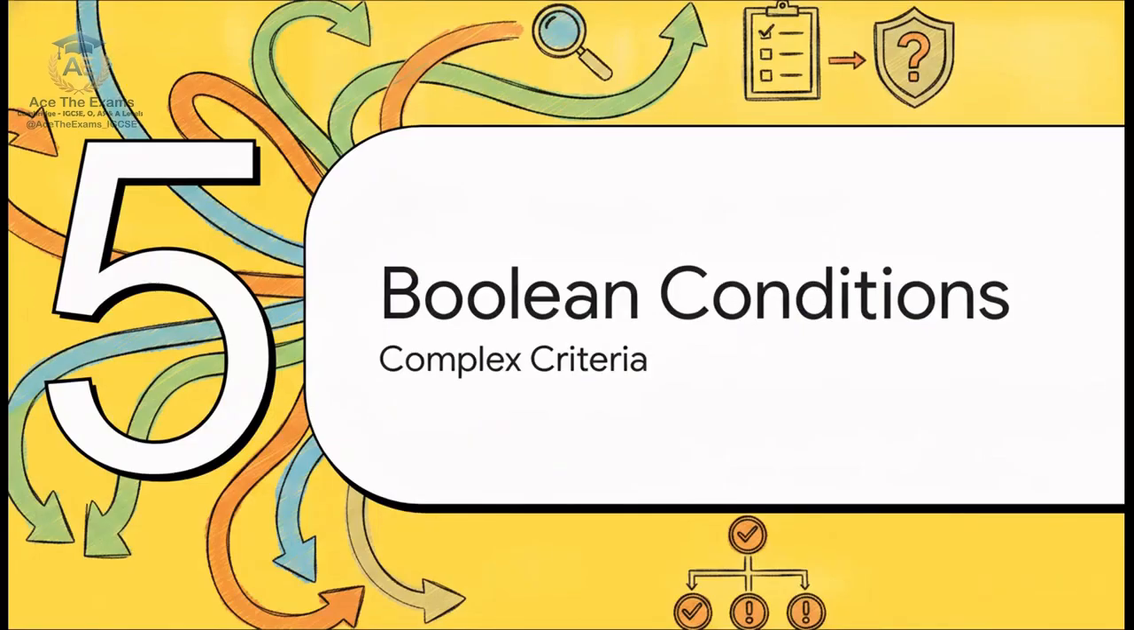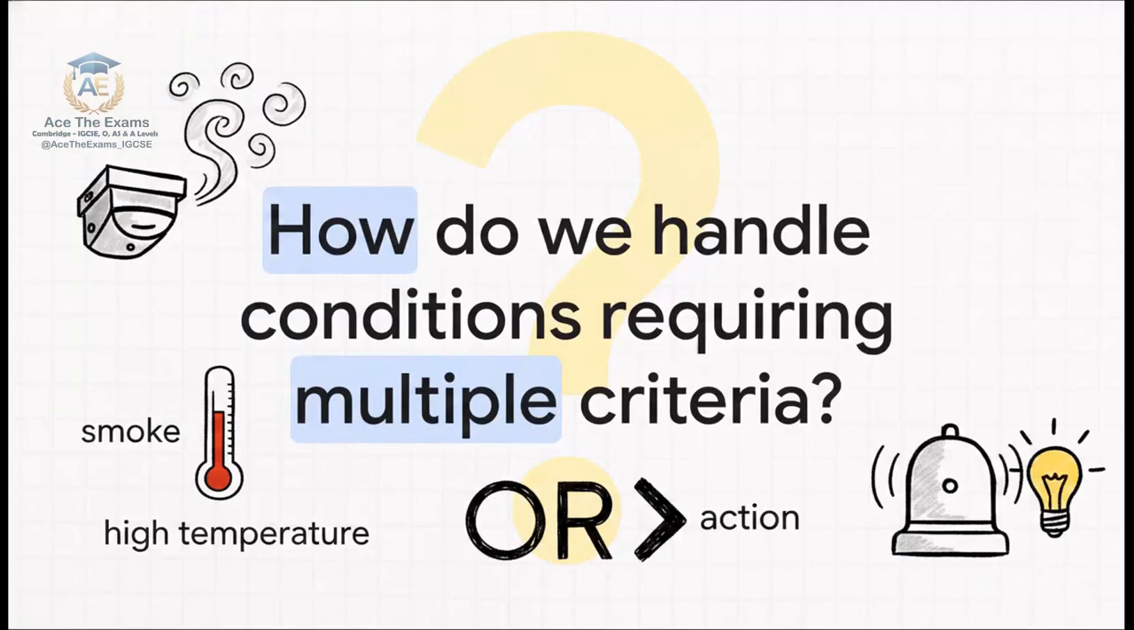Next up is Part 5, Complex Boolean Conditions. Let's ground this in a real-life example. Imagine you're programming a fire alarm system. You obviously don't want it to go off just because it's a hot summer day, but you absolutely do want it to activate if it detects the presence of smoke or if it detects an abnormally high temperature of, say, 70 degrees Celsius. The condition here requires two totally distinct criteria, and if either one of them turns out to be true, we need the system to take action.